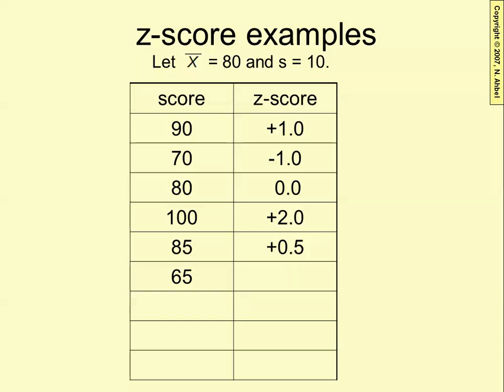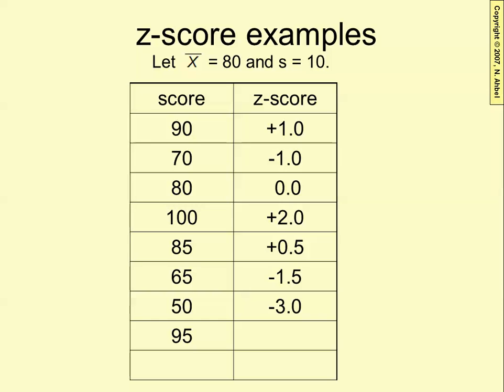When your score is 65, then your z-score is minus 1.5. When your z-score is minus 3, then your score is 50. You're 3 standard deviations below the mean.